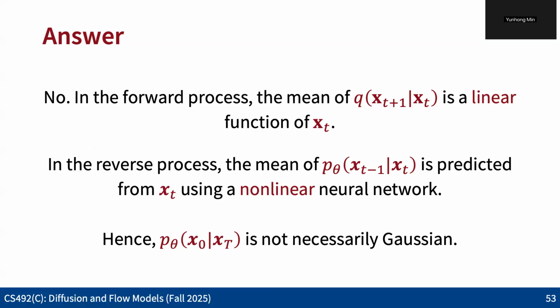Because we are predicting the mean of this transition distribution with respect to xt using a non-linear neural network, that is making our likelihood distribution more complex, and that allows us to capture a more complex marginal distribution as well. So that's the key idea in the diffusion models.